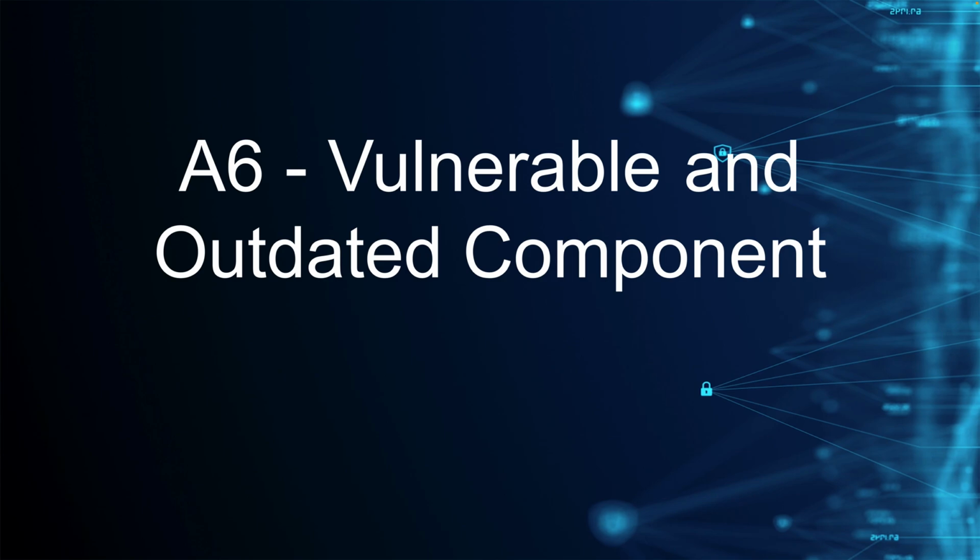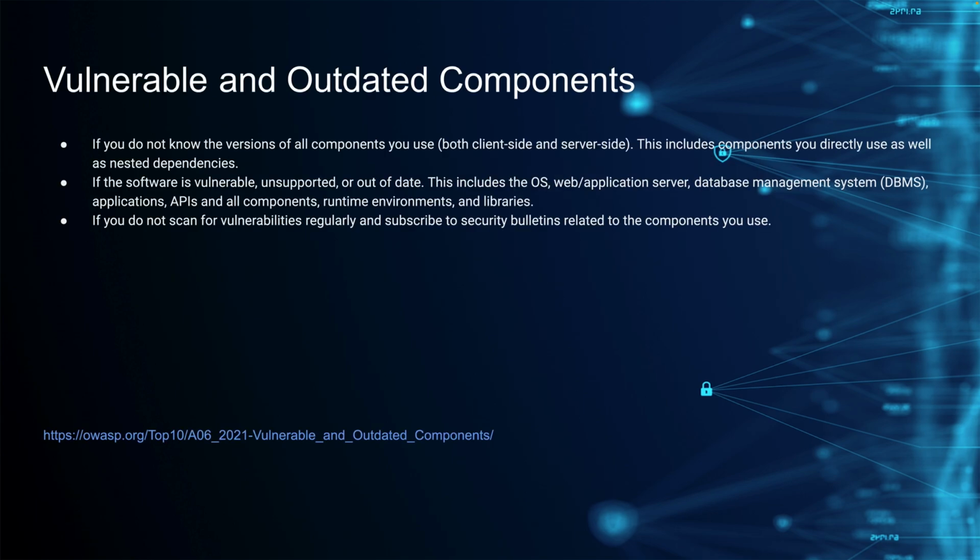Next off is vulnerable and outdated components, and that very well relates to A5, which we just discussed, security misconfiguration. In security misconfiguration we had a way to mitigate the problem by saying that we should not have any components that we are not using in our application, server setup or application environment. Then A6 is about vulnerable and outdated components that we actually use. So you have to know all the versions of the different components that you use, and that applies to both the client and the server side.